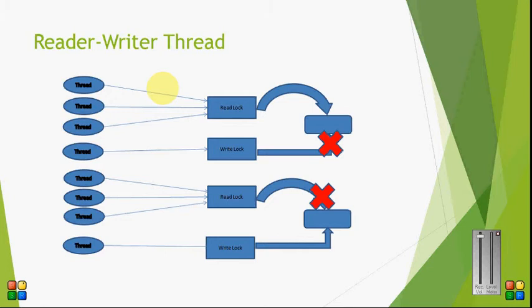So this is the reader-writer thread. If there are 3 threads holding the lock, then another will not pass through, same as the write lock. Once the reader is finished reading the data, then it will go to the write lock, and it will acquire the position.